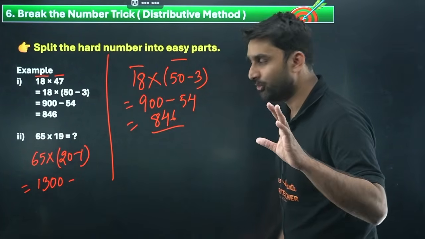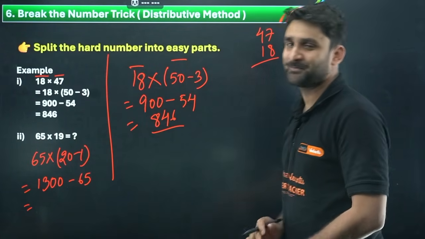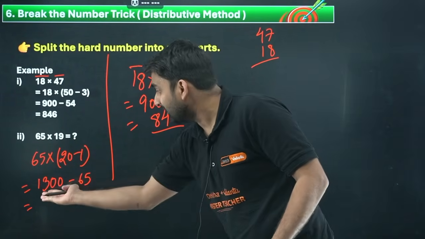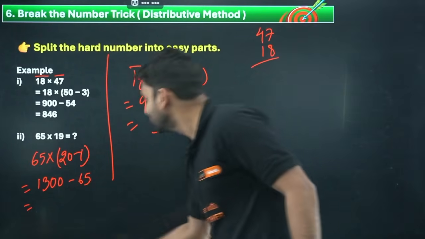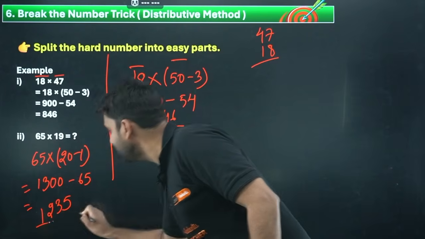I hope this is clear to you. Minus 65, just 65. Now you can subtract. 1300 minus 65 will be your answer. So 5 will be there, 3 will be there, 2 will be there, and 1 will be there. This is the answer, my dear.